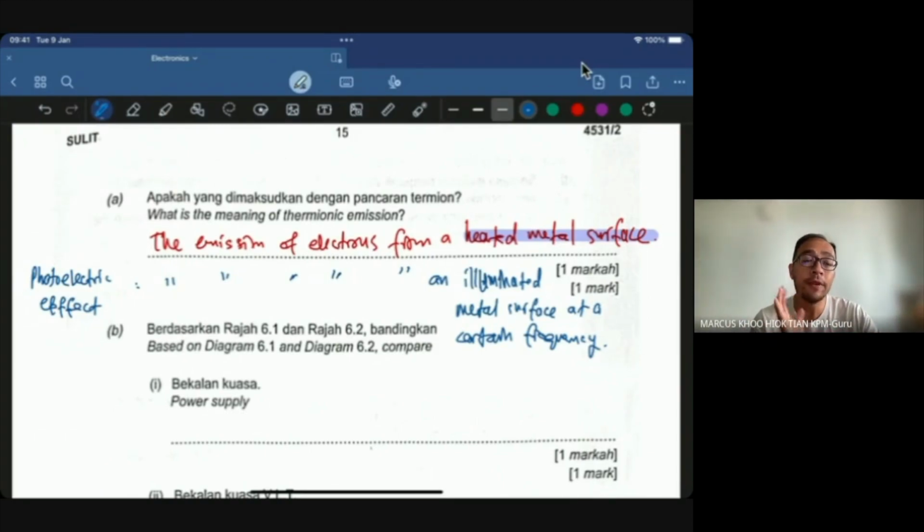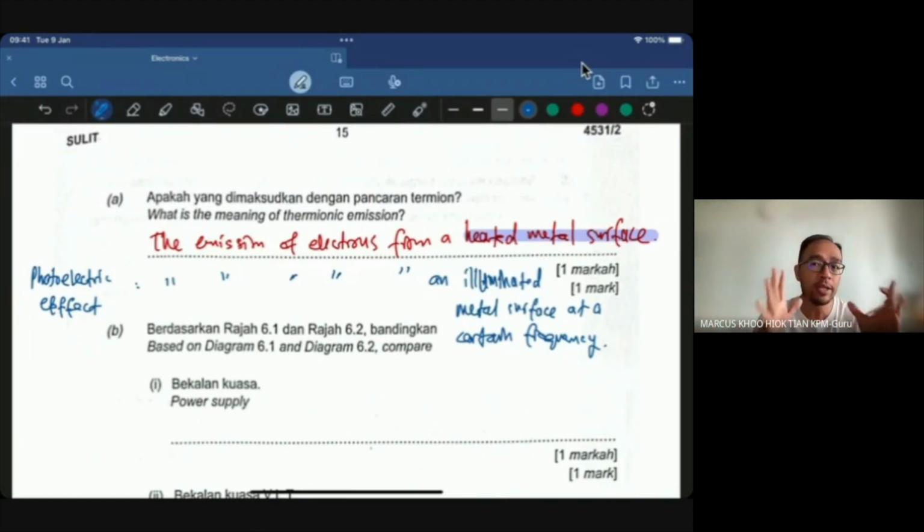Okay, but the first few words are the same. Thermionic emission, photoelectric effect, okay, has the same idea. It's the releasing of the electrons, the emission of electrons. Cuma dia punya kaedah saja berbeza. In thermionic emission, is a heated metal surface. In a photoelectric effect, it's you know, you shine a light at a certain frequency and then you get the electrons. Okay, the difference, another big difference I should mention over here lah.